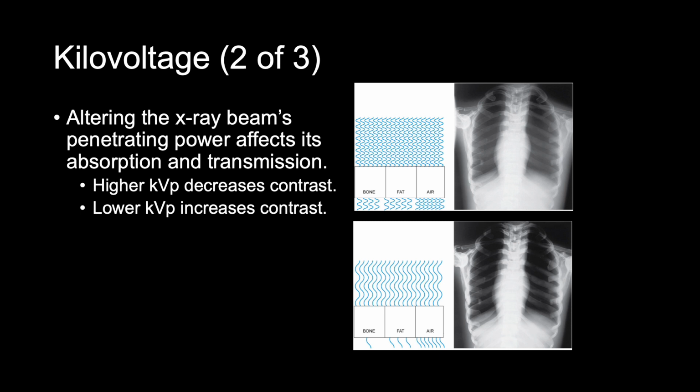The bottom image, you have a low kVp, so it's going in slower. It has more time now to be absorbed by the bone, fat, and air because it's not penetrating all the way through, it's going in slow. And so because of the absorption, now you have less exposure interacting with the IR.